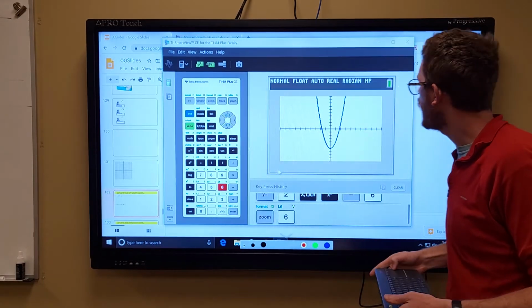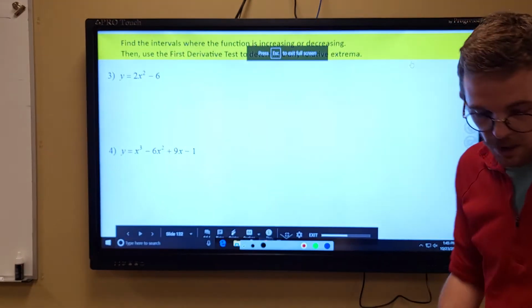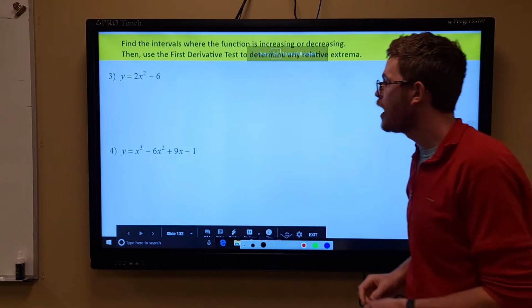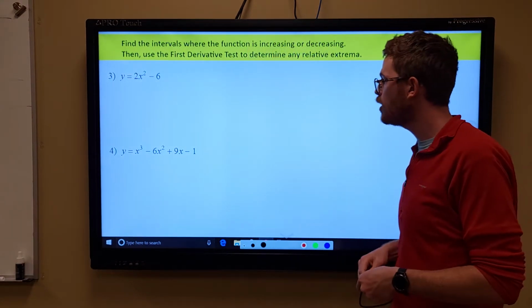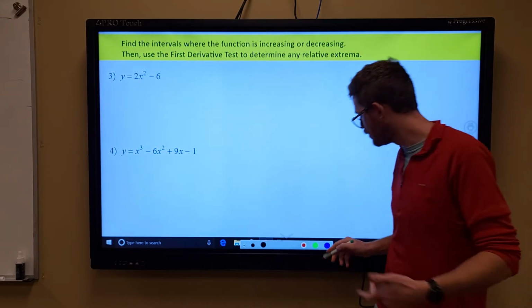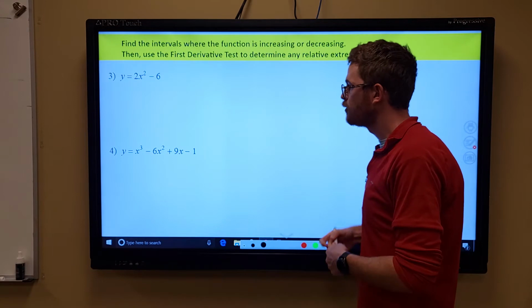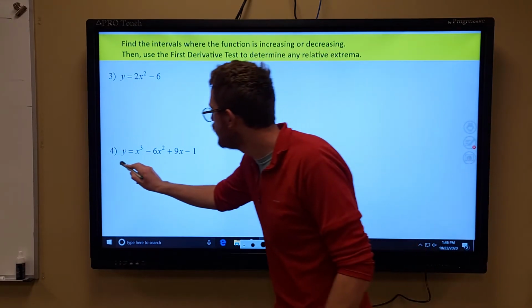All right, let's take a look at another polynomial. We've got x cubed minus 6x squared plus 9x minus 1. Same deal. We're still looking for intervals of increasing and decreasing. And then we're going to take a look at the first derivative test and tie it all together. So, of course, we're going to start with our derivative.